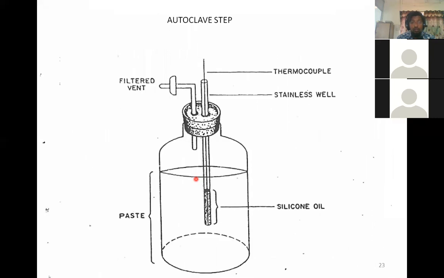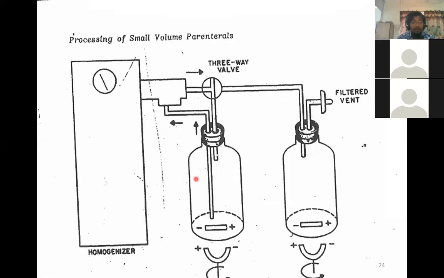So you can see in the autoclave step how we are going to autoclave. The paste means all that sodium CMC, that is the suspending agent, water for injection, drug, everything will be there, right? So you will keep it there and pack it like this. It is filtered through a filter vent, through a 0.2 micrometer membrane filter, and this is the autoclave. So a thermocouple is there, a stainless steel valve is there. Everything is there. So this is the setup of how you will keep it in the autoclave.